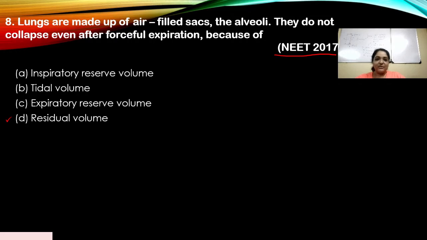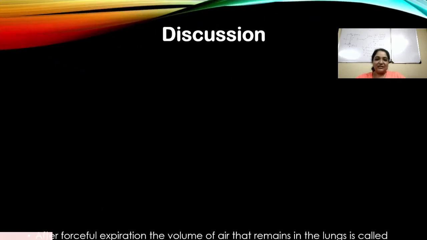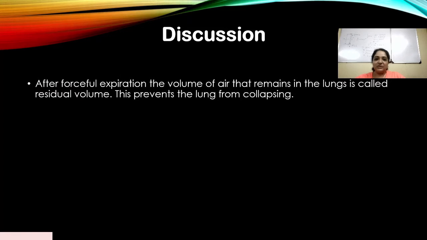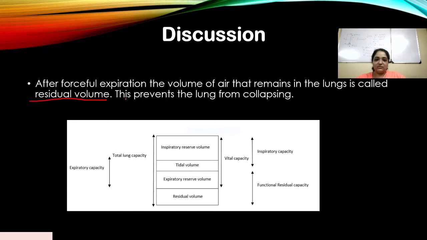Again, I forgot to mention, but you can pause the video and write down what you think is the right answer. Okay, so residual volume, and yeah, after forceful expiration, the volume of air that remains in the lungs is called residual volume. This prevents the lung from collapsing. Okay, so see, this table over here is very helpful now. Inspiratory reserve volume is gone, tidal volume is gone, expiratory reserve volume is gone. After forceful expiration, all that you have is residual volume.